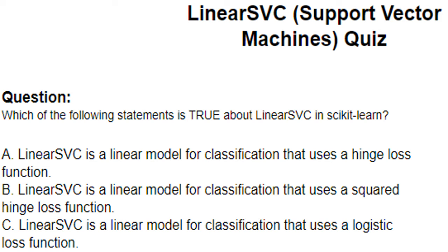Loss equals squared hinge. This uses the squared hinge loss function, which penalizes misclassifications more strongly than the standard hinge loss.